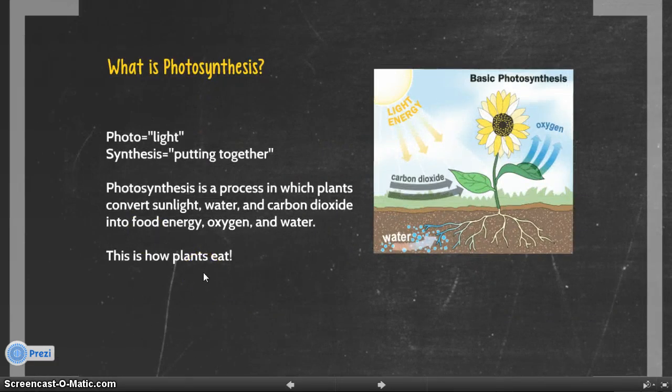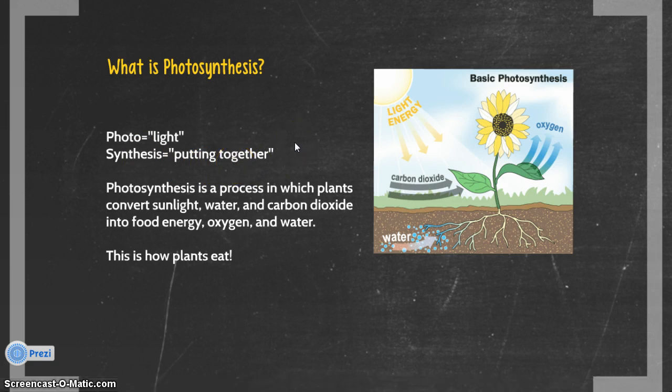What is photosynthesis? Photo is actually the Greek word for light. And synthesis means putting together, which explains exactly what photosynthesis is. It is using light to put things together.